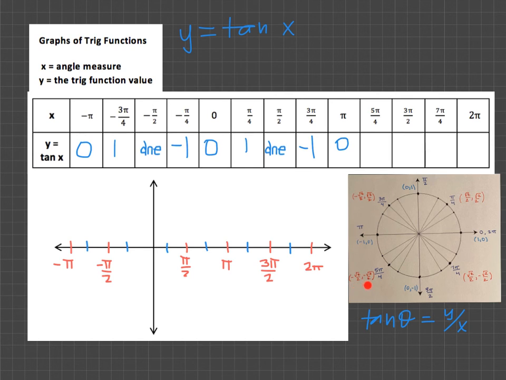For 5 pi over 4, negative square root 2 over 2 over itself, that's going to be a positive 1. For 3 pi over 2, negative 1 over 0, we have another undefined. For 7 pi over 4, we've got negative square root 2 over 2 over positive square root 2 over 2, so that's a negative 1. And for 2 pi, 0 over 1, or 0.